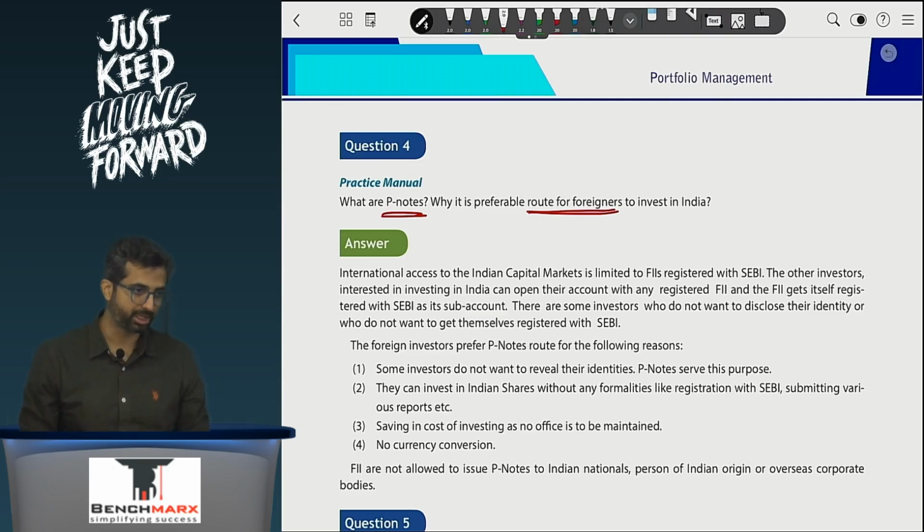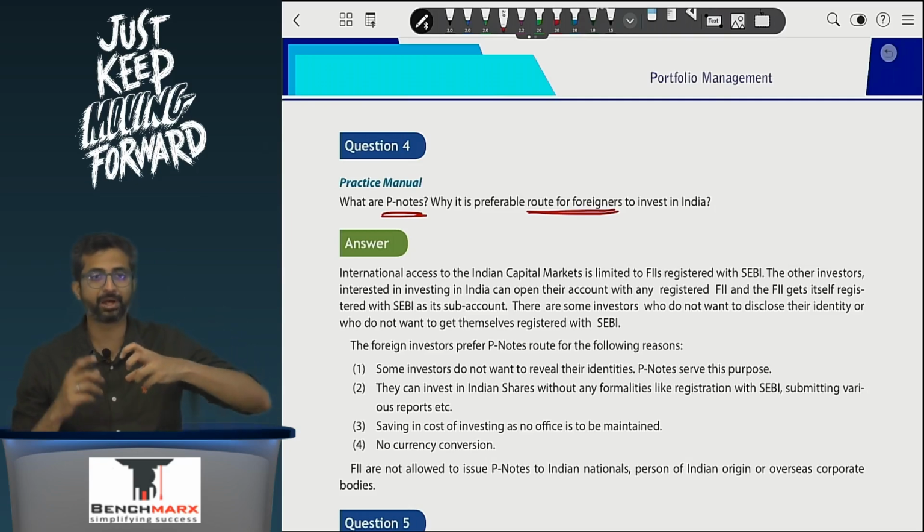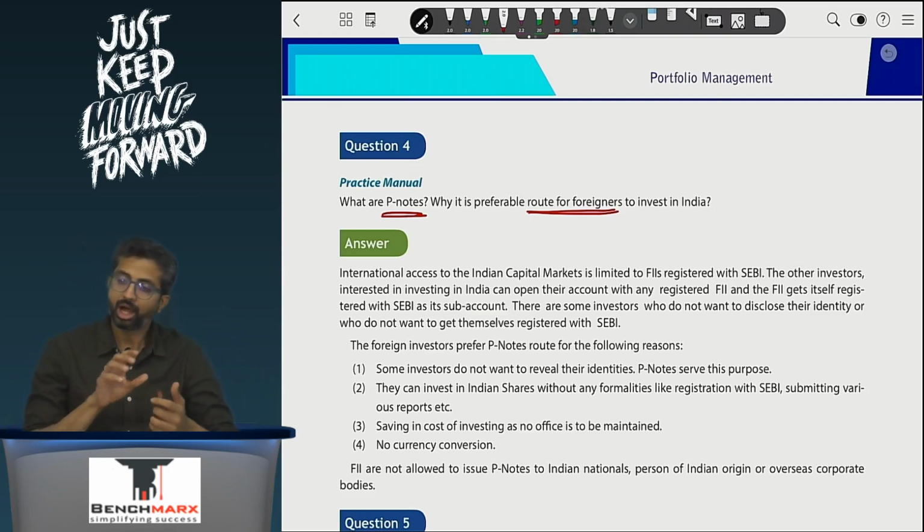Very difficult to find, and hence they used to issue something called participatory notes or P notes. And in a P note, what will happen? In an FII, whatever returns the FII earns, a particular investor will participate, but the FII and SEBI will not know who the investor is.